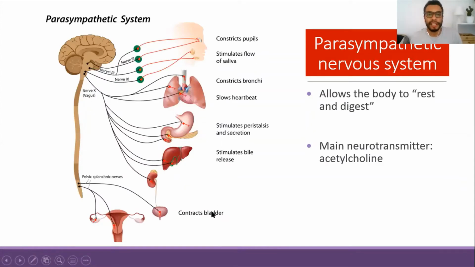And those here are the responses of the parasympathetic nervous system, which are opposite responses to the sympathetic system. Okay, so the parasympathetic basically allows the body to rest and digest. So those are more like slow responses, and the main neurotransmitter is acetylcholine in the case of the parasympathetic transmission.